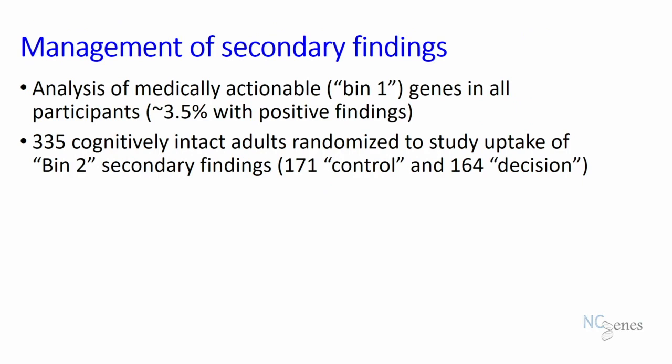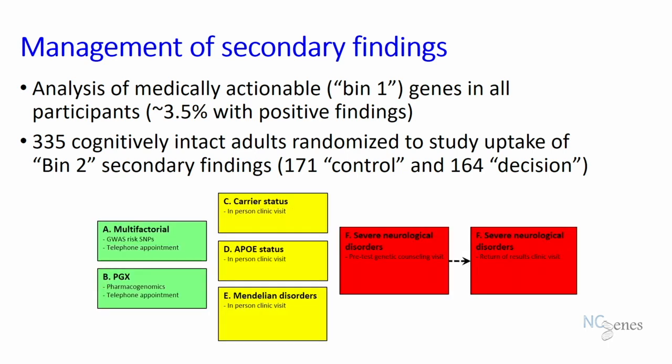In NC Genes, we analyzed all the BIN1 genes in our participants and had about 3.5% with positive findings, and that's pretty consistent with what other groups have described in terms of positive secondary findings for actionable conditions. We also randomized the adult participants in the study into a trial of decision-making about additional information. And we divided up the BIN2 conditions as shown here: multifactorial GWAS risk SNPs, pharmacogenomics, carrier status, ApoE status, other Mendelian disorders, and then severe neurological disorders. And we simply asked people to make a decision.